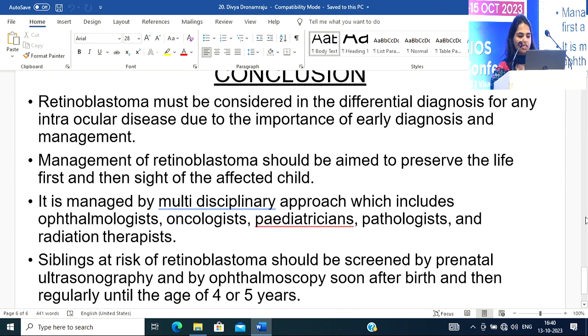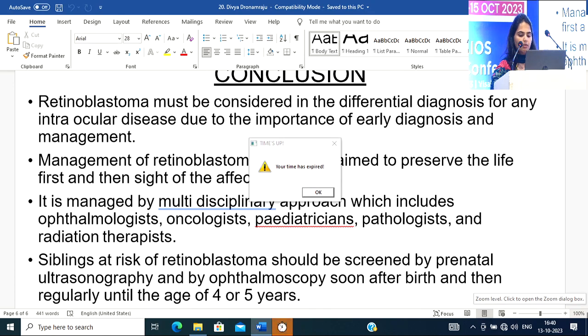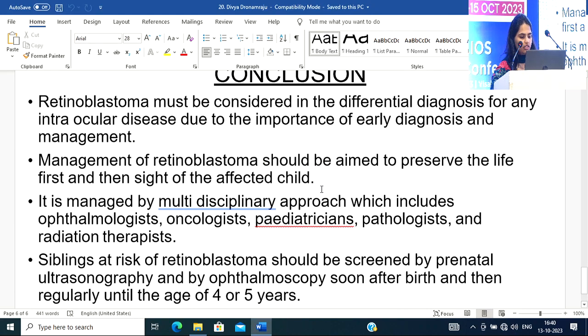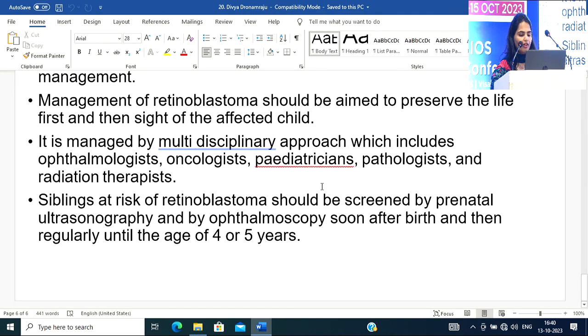Conclusion. Retinoblastoma must be considered in the differential diagnosis for any intraocular disease due to importance of early diagnosis and management. Management of retinoblastoma should be aimed to preserve the life first and then sight of the affected child. It is managed by a multidisciplinary approach which includes ophthalmologist, oncologist, pediatrician, pathologist and radiation therapist. Siblings at risk of retinoblastoma should be screened by prenatal ultrasonography and by ophthalmoscopy soon after birth and then regularly until the age of 4 or 5 years.